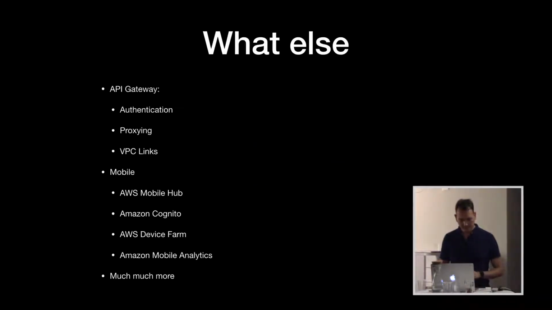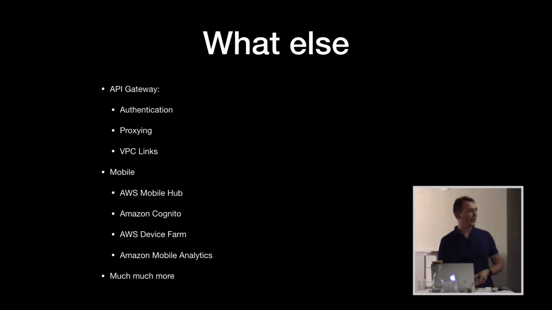Right, last things. So what else? With the API gateway, I already mentioned proxying to other APIs, third-party APIs, everything. Also, you can add authentication to it. We haven't used that ourselves yet, but you can add all kinds of authentication and then also specify Lambda functions to actually do the authentication. You can add VPC links, which allows you to call into your own VPC.